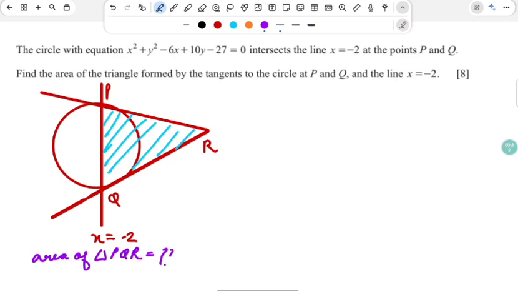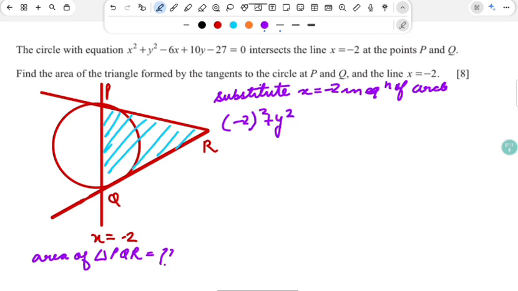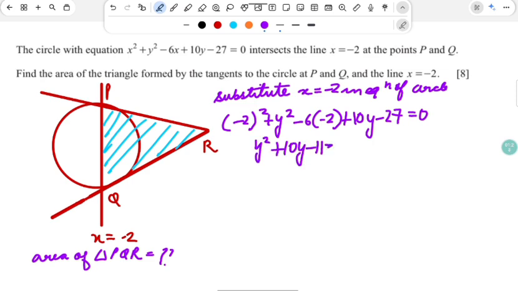Now, since we know that x = −2 intersects the circle at 2 points, that is P and Q, it is going to satisfy our circle's equation. So we can substitute x = −2 in the equation of the circle. So it will be (−2)² + y² − 6(−2) + 10y − 27 = 0. Now if I solve this, it will be y² + 10y − 11 = 0.